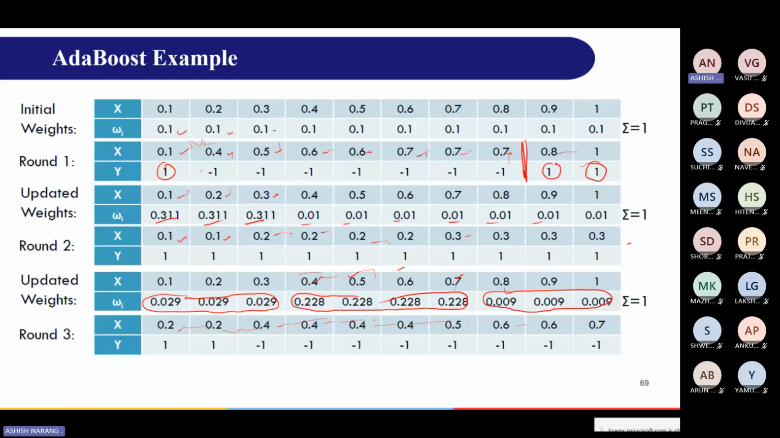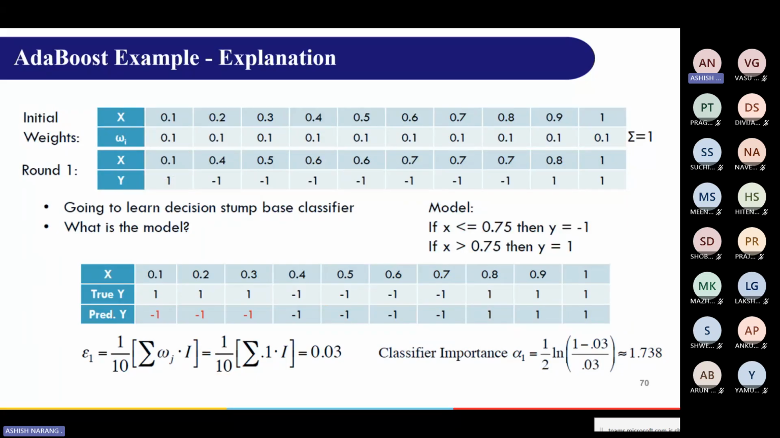So 0.2 has come, 0.2 has come, then 0.4, 0.4, 0.4, 0.4, 0.5, then 0.6, 0.6, and 0.7 has come, right? And now you see it can generate a boundary like 0.3. So greater than this is -1, less than this is 1. So again, then 0.89 and 1 will create a problem, right? For that, the weight should increase.